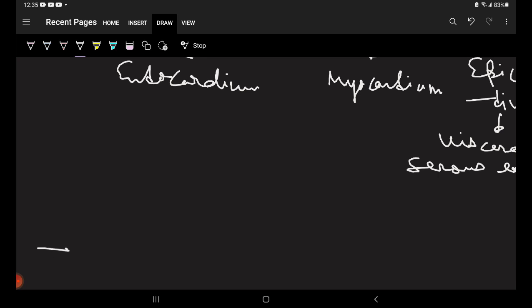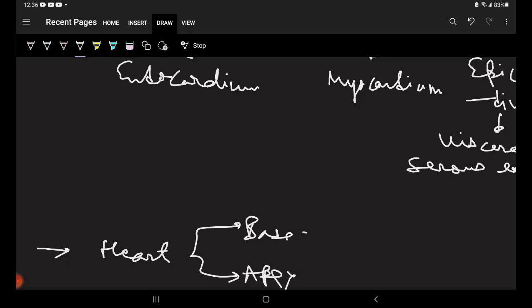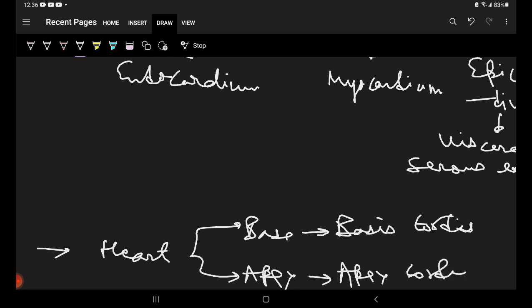Now let us talk about a few terms related to the heart. The heart has two endings. One is called the base and one is called the apex. The base is also called basis cordis, and the apex is also called apex cordis.